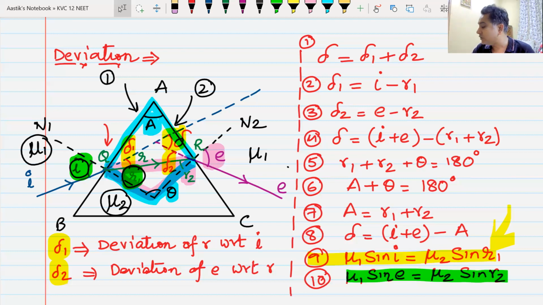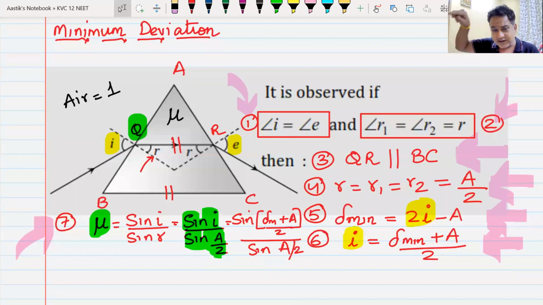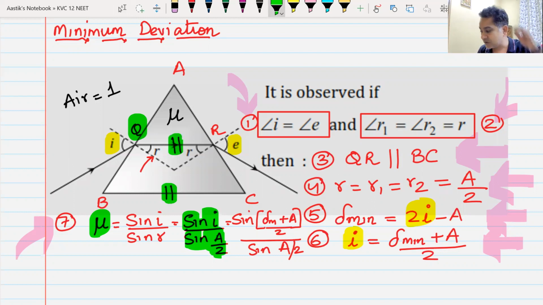So remember this. We had also seen what happens if we have minimum deviation. If we have minimum deviation, then that refracted ray will go parallel to the base of the prism. Do we remember this? This ray and this ray and then this base of the prism are parallel. That was one thing that we had to remember. We also had to remember that both the angles R1 and R2 are the same, and that becomes equal to A by 2. We had also seen some problems on this.